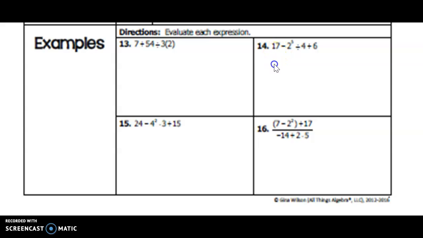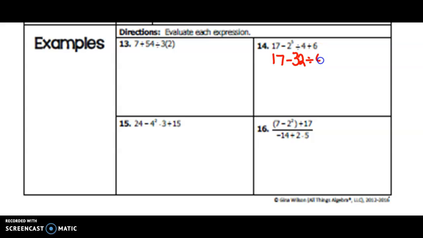If you notice, this problem does not have any kind of parentheses or grouping symbol. So we're just going to start by writing down the 17. Now, the first thing we do see is the exponent. 2 to the 5th is 32. We'll go ahead and do that.